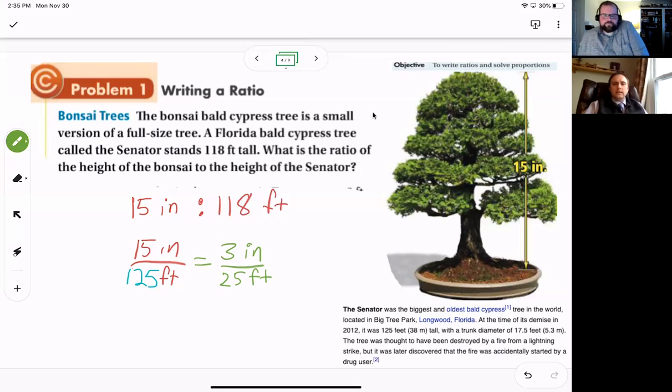Would it be true to say that if we stopped using this ridiculous measurement system that we have and we use the metric system, this scale factor idea would be easier? Yes. Okay. Because you have tens, hundreds, and thousands going on.